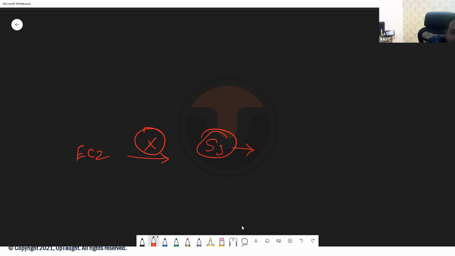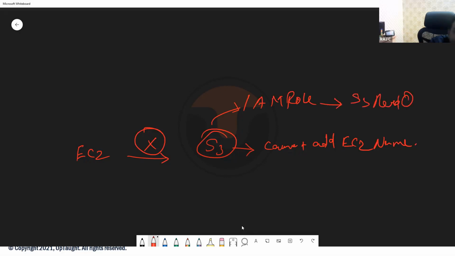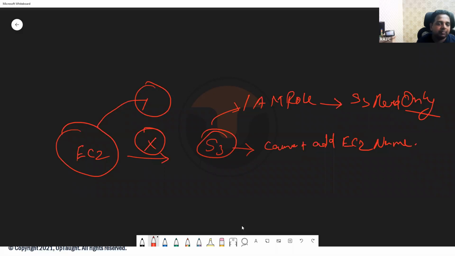We cannot give explicit permission to an EC2 machine directly. Rather, I will give a permission in S3 for an IAM role. When I create an IAM role, I can give that IAM role a read-only permission for the S3 bucket. So what happens? The EC2 machine will go and act as the IAM role, and then it reads the S3 bucket.